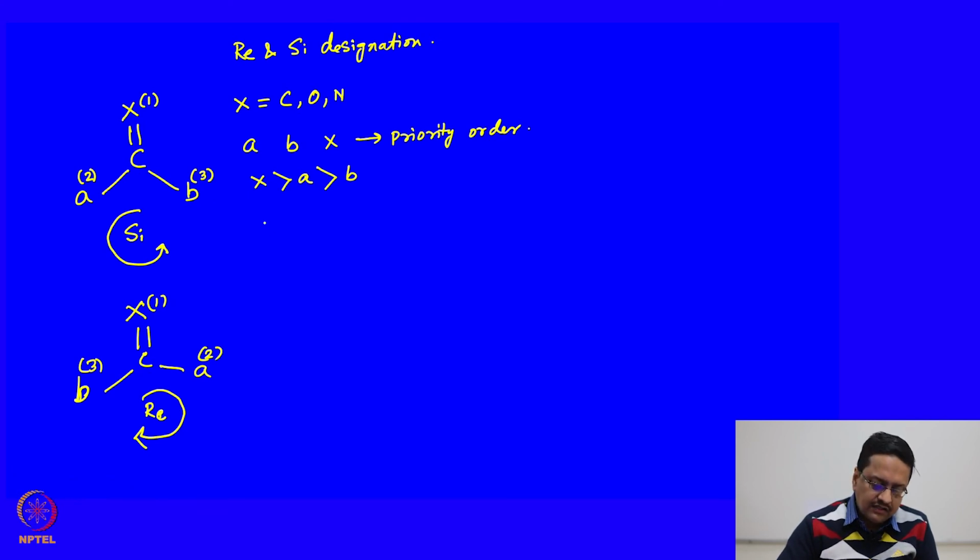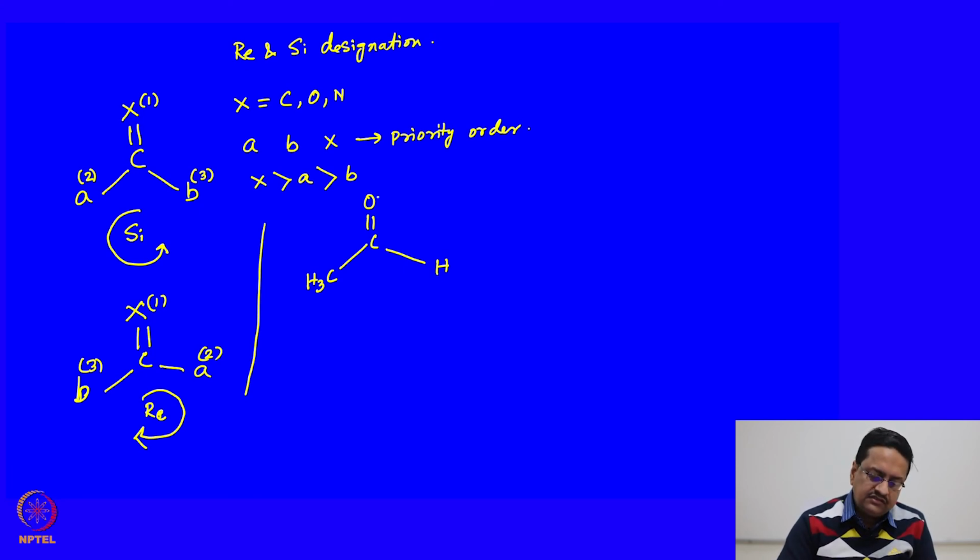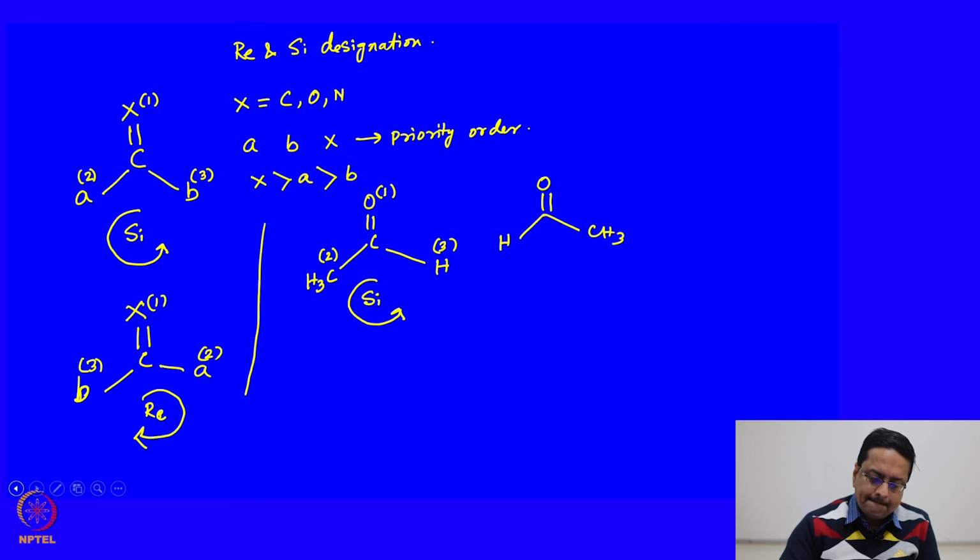So, let us try to see this with a couple of real examples. Suppose I look at this molecule. Here oxygen, having the higher atomic number, gets priority 1, carbon here gets priority 2 and hydrogen gets priority 3. So, this particular face of this molecule is seen as 1 to 2 to 3 in anti-clockwise direction. So, it is a Si face, and the other face, the below face, can be drawn like this. Again priorities 1, 2 and 3, and 1 to 2 to 3 is clockwise direction. So, this is the Re face.